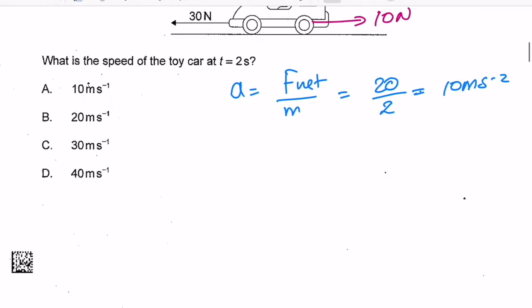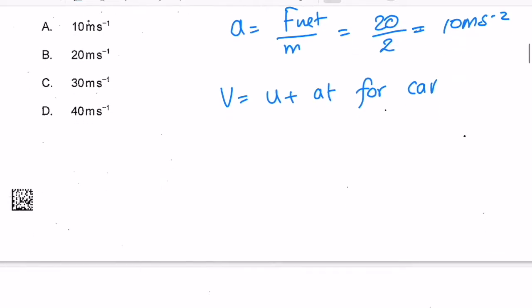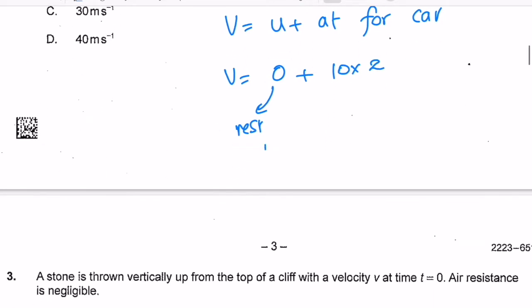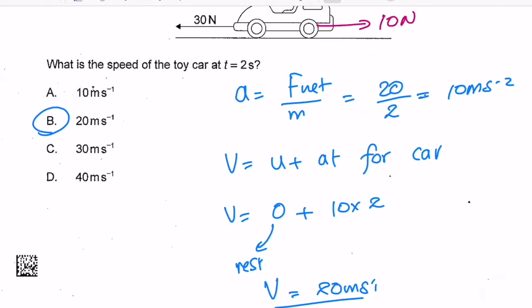Now this is a uniform acceleration because net force does not change. So I write V equals U plus AT for the car. The final speed is the one we are looking for. Starting speed is 0 because it started at rest, plus acceleration is 10, time they say after 2 seconds. So final speed must be 20 meters per second. So this question number 2 answer should be B.